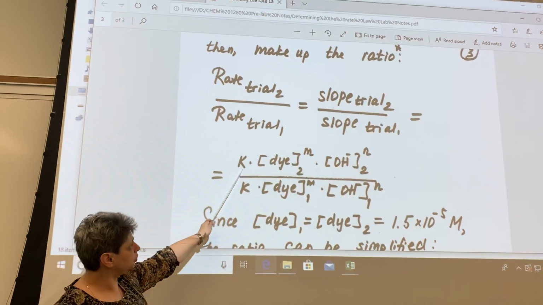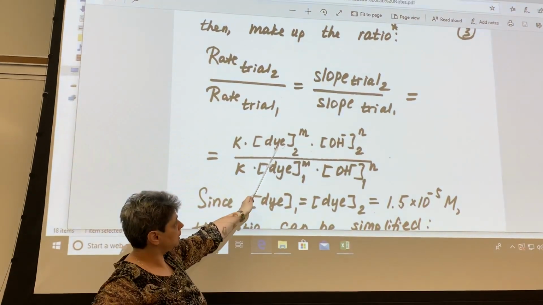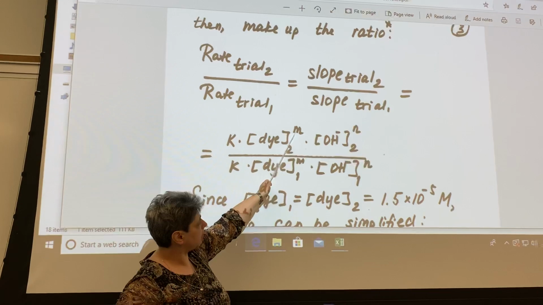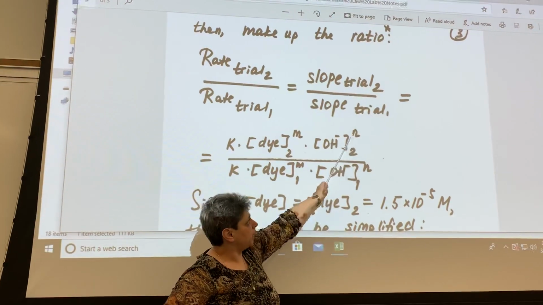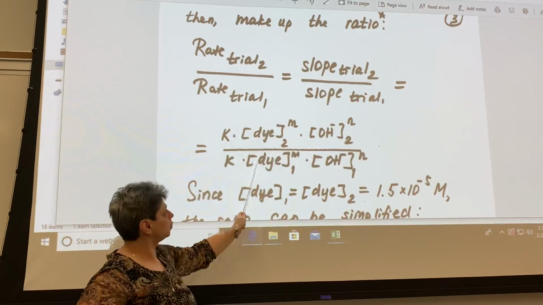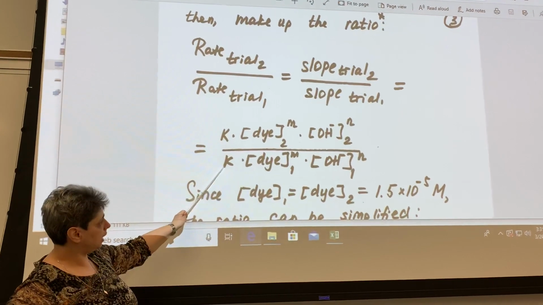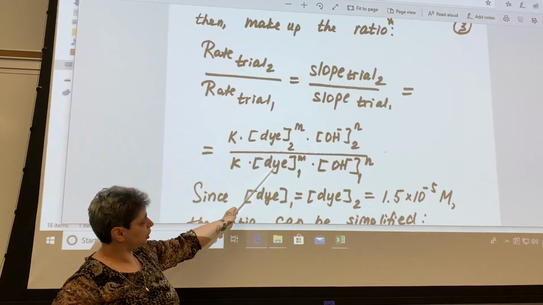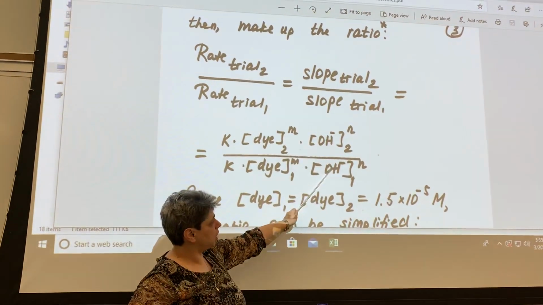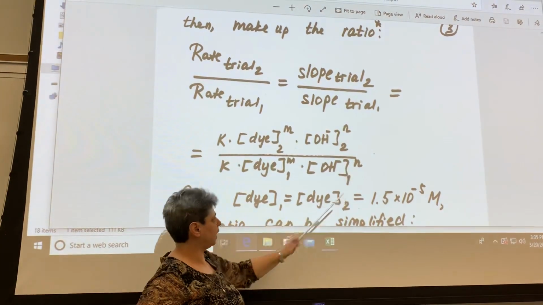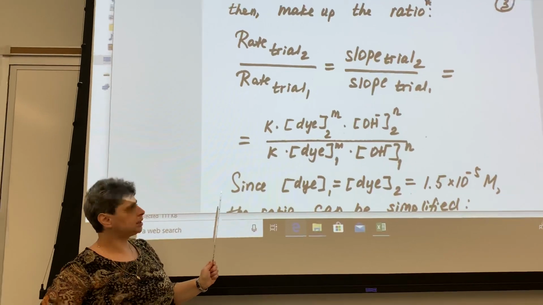So in trial 2, rate law can be represented as rate constant times concentration of the dye in the second trial in order of m times concentration of hydroxide ion in the second trial in order of n. And then this, of course, right here is the rate law for rate in trial 1. We still have rate constant. This is concentration of the dye in trial 1 in order of m times concentration of hydroxide in trial 1 in order of n.